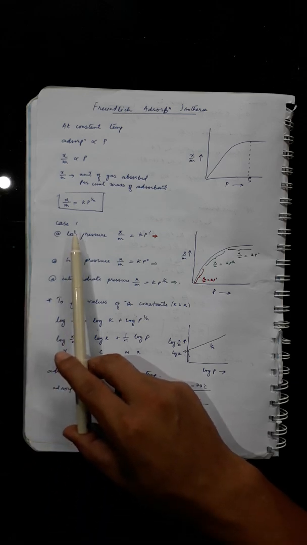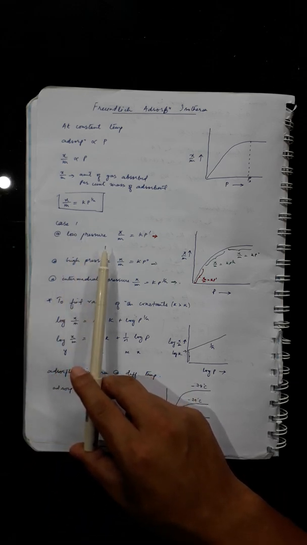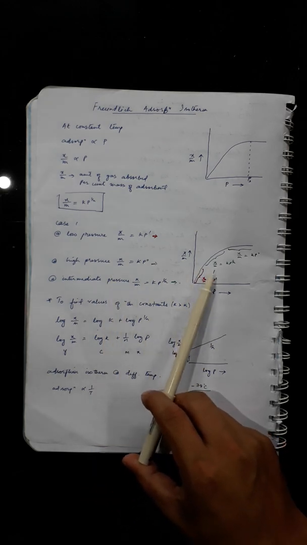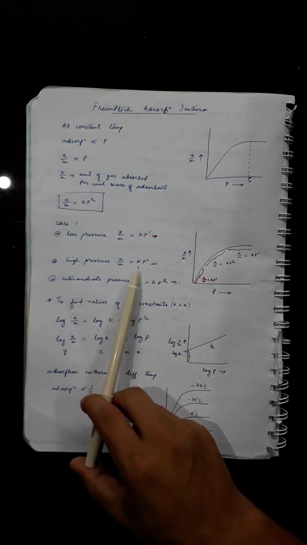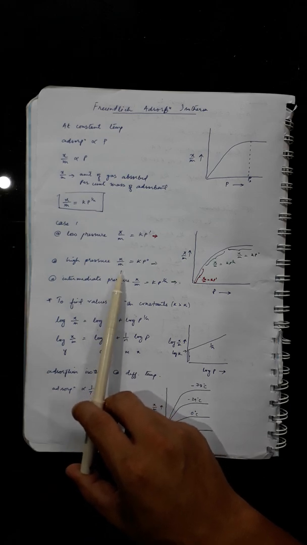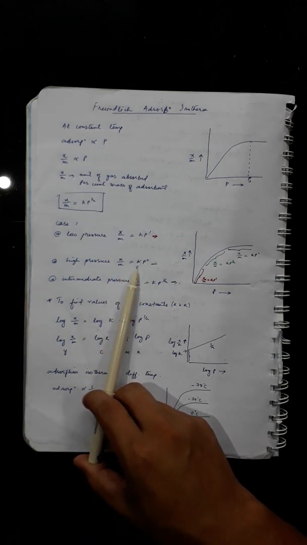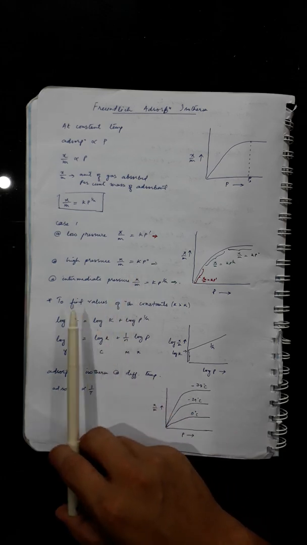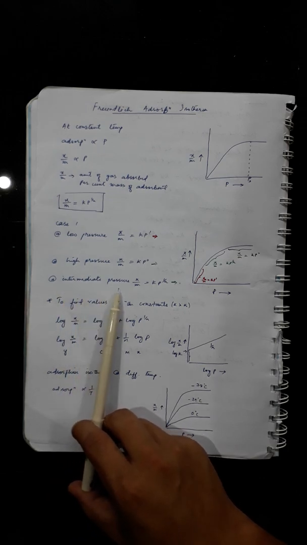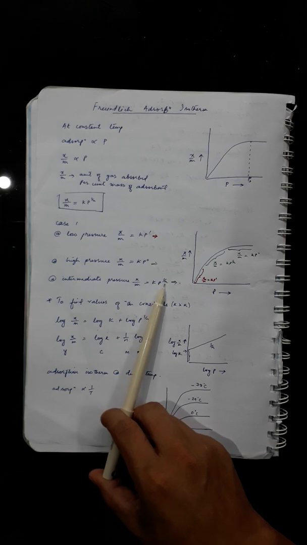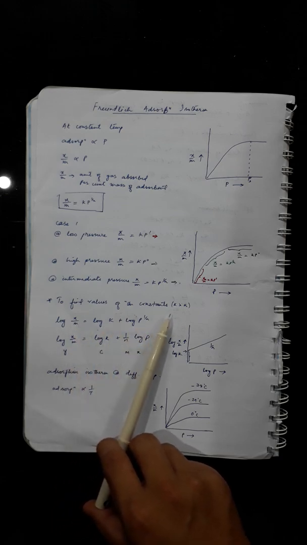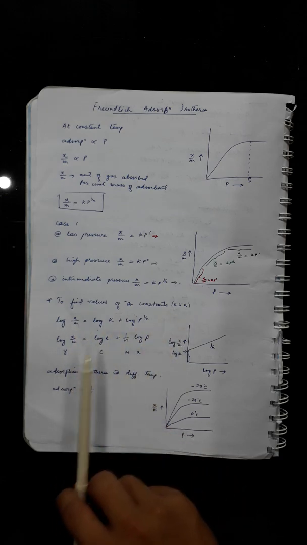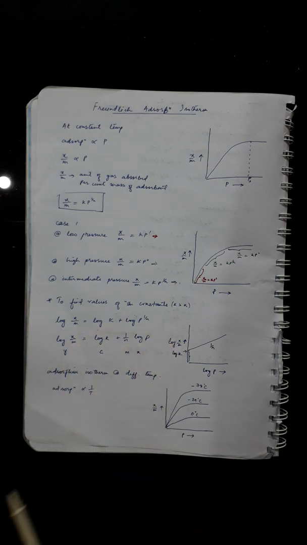And in the first case, if it is at low pressure, then we can obtain the slope by this mechanism, 1 over n. At high pressure, the amount of gas adsorbed over the mass of adsorbent is just equal to the constant K, because P naught will be just 1. And at intermediate pressure, the exponent is 1 over n. So to find the values of the constants K and n, we employ this adsorption isotherm.